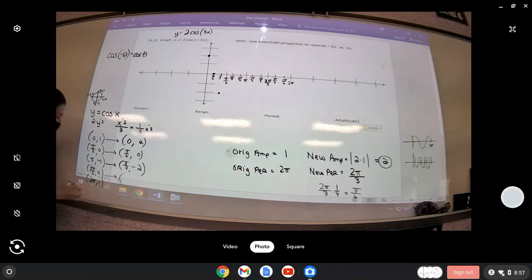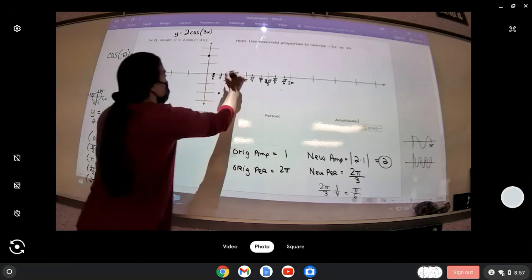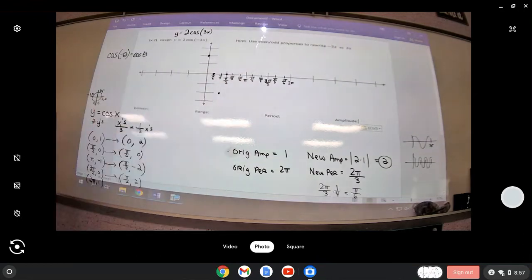All right, take 3 pi over 2 and times it by 1/3. That's pi over 2. And then take 0 and times it by 2. So now we're at pi over 2, 0. And we're ready for it because we have the correct counting increment.